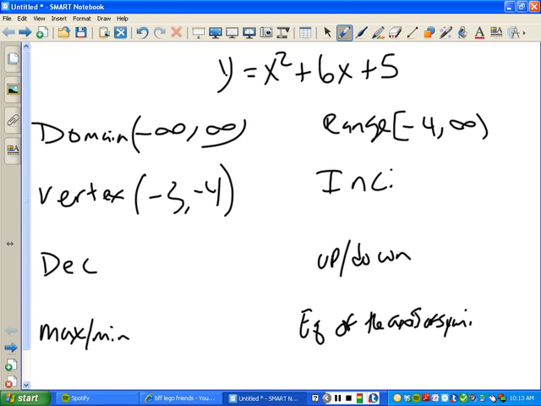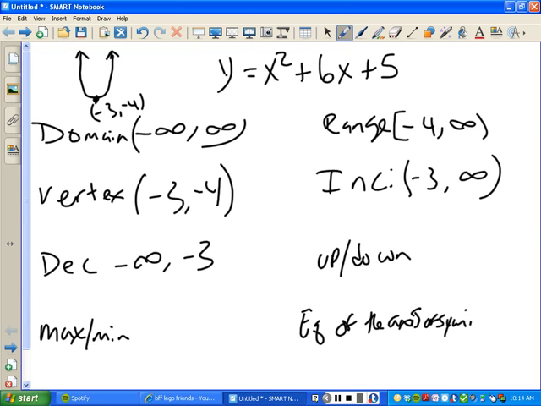All right, when's it increasing? We have a parabola that looks like this, where this point is negative 3, negative 4. When's it increasing? It's increasing from negative 3 to infinity. Now, again, you can put a bracket if you're like the author. You can put a parenthesis if you're like me. Okay. When's it decreasing? Negative infinity to negative 3. Again, you can put a bracket if you're like the author.